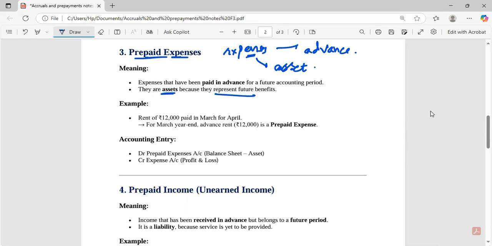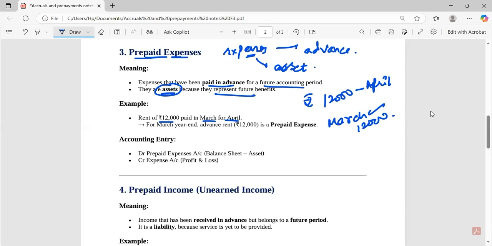Expenses that have been paid in advance for a future accounting period. So those are my prepaid expenses. I have paid them beforehand only. So these are my asset. For example, rent of rupees 12,000 paid in March for the month of April. So we had to pay 12,000 rupees rent for the month of April, but we already paid it in the month of March. This 12,000 was paid in the month of March.